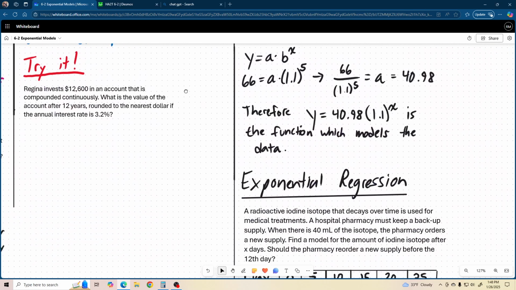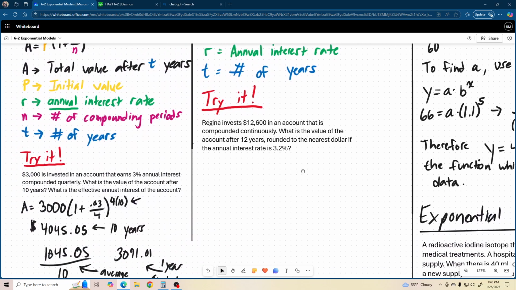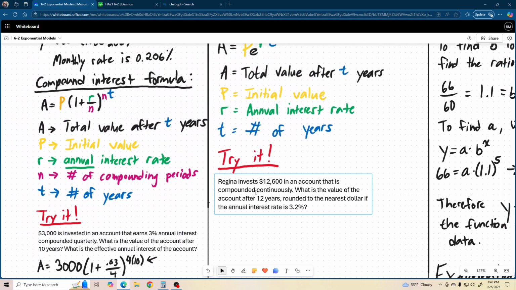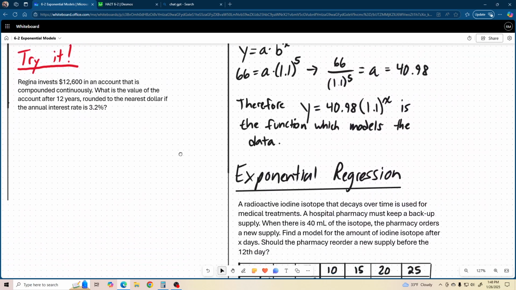And I want you guys to pause the video. I want you guys to use this formula that we just did. I want you guys to give this a shot. I know we didn't do one together, but we did one with compound interest, where it's not continuous, and it's very similar. So I think you'll be fine. Go ahead and give this a shot, and then we'll come back together and we'll try it out.